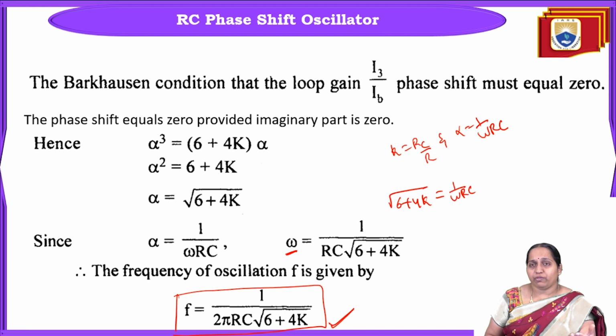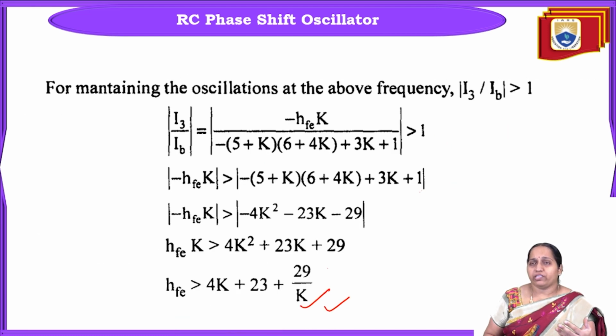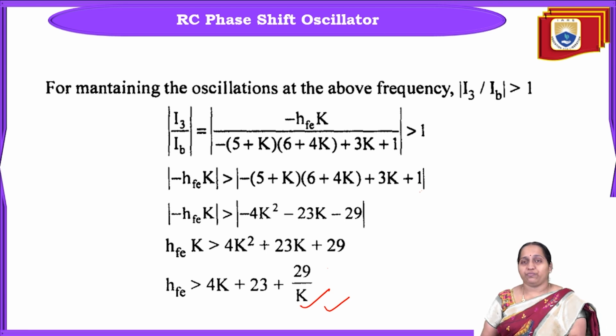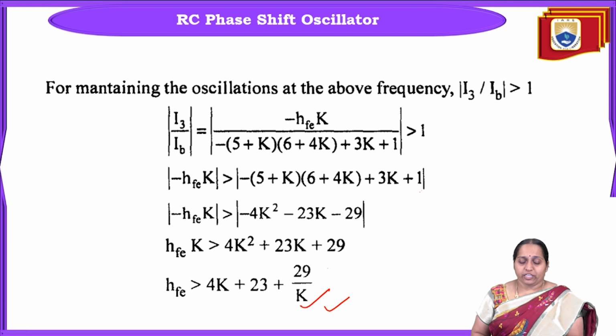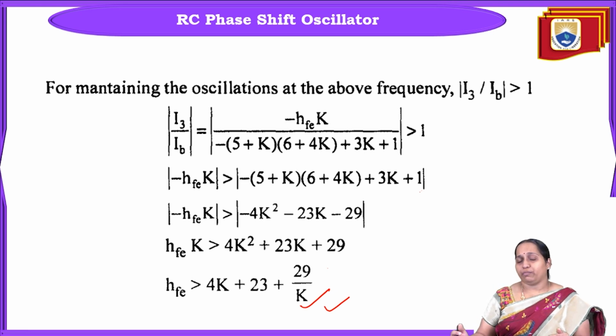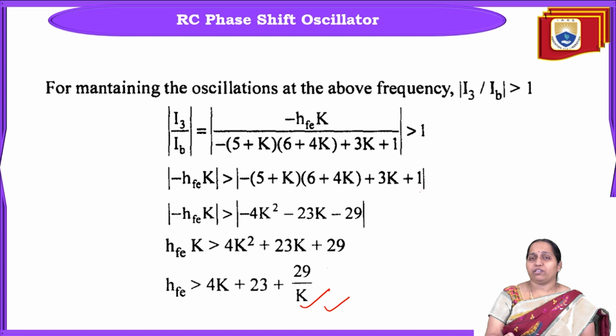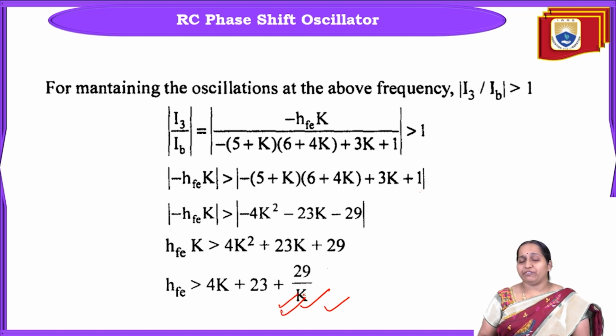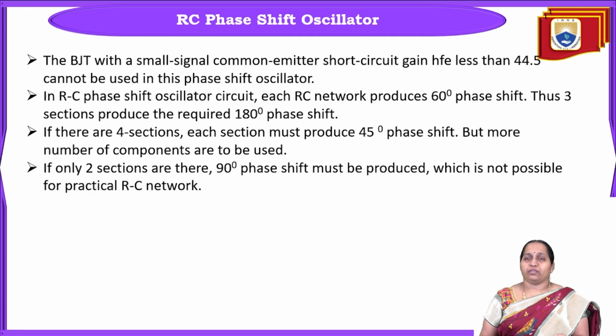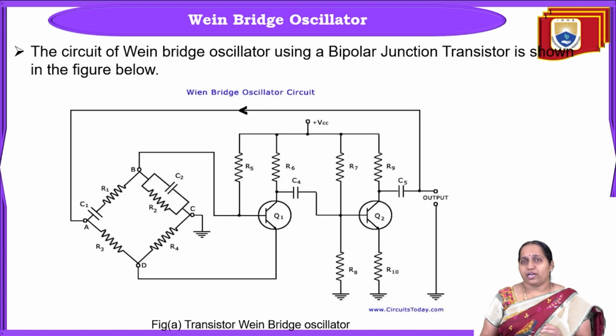Then to derive the minimum value of hFE required, we'll take the condition that the modulus of I3 by IB should be greater than 1. On further simplification, we get an inequation in terms of hFE and K. If you want to find the minimum value of hFE, then differentiate this with respect to K and equate it to 0. That will give you a value of K. Substituting the value of K back in this equation, you will be able to find hFE. And we have seen that a BJT with hFE less than 44.5 cannot be used to produce oscillations. So this is about the RC phase shift oscillator.